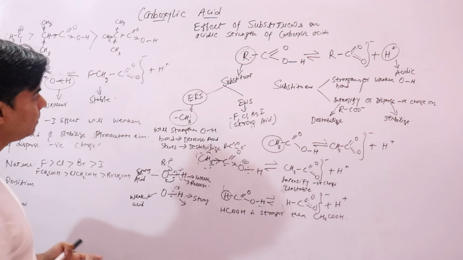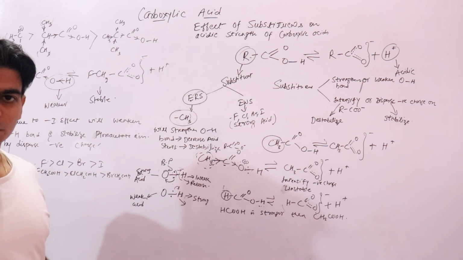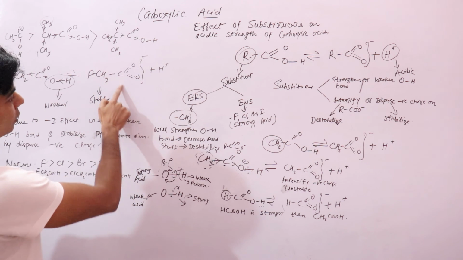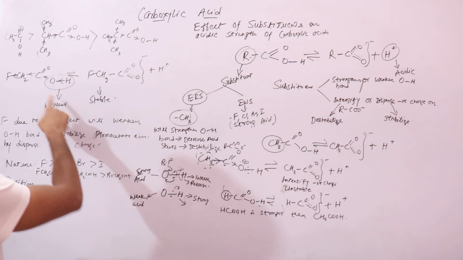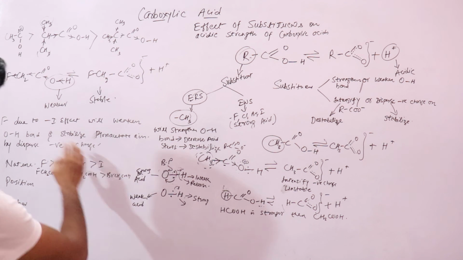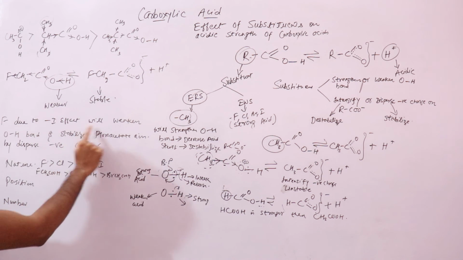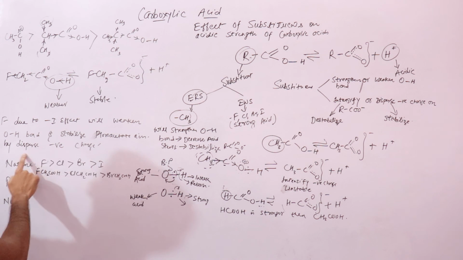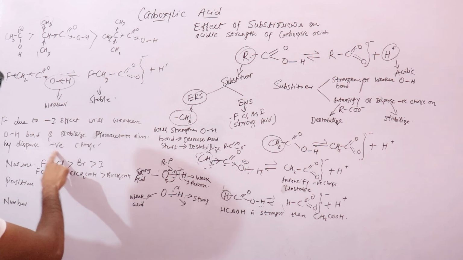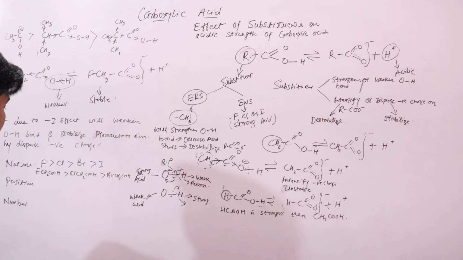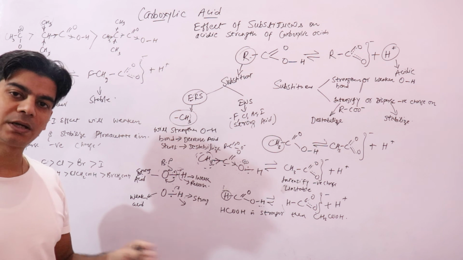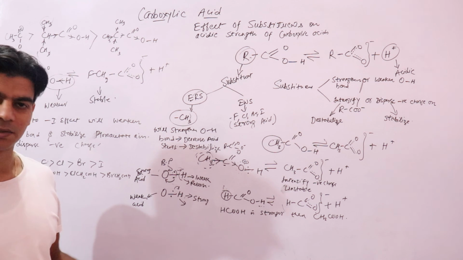So the more stable the ion is, the more hydrogen ions you have in the solution. Why? Because if this is more stable, it will not immediately combine with this hydrogen ion to give you back this fluoroacetic acid, right? So fluorine, due to minus I effect, will weaken the OH bond and stabilize the fluoroacetate ion by dispersing the negative charge. Now there are three things that we did not discuss in the last lecture: the nature, position and number of this electron withdrawing group will affect the acidic strength of carboxylic acids.